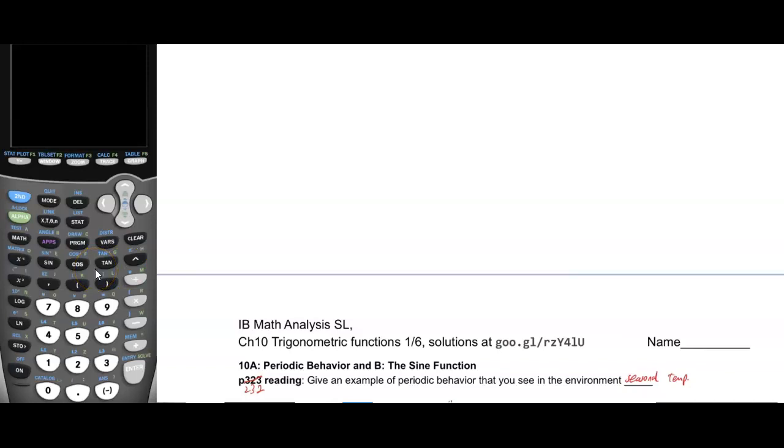Trigonometric functions. Give an example of periodic behavior that you see in the environment. So I put seasonal temperatures, maybe not in Campinas, but in other parts of the world. You're going to have high temperatures in the summertime. You're going to have lower temperatures in the wintertime. In between the two, you're going to have middle temperatures. And that repeats every year, right? So that's a periodic behavior.